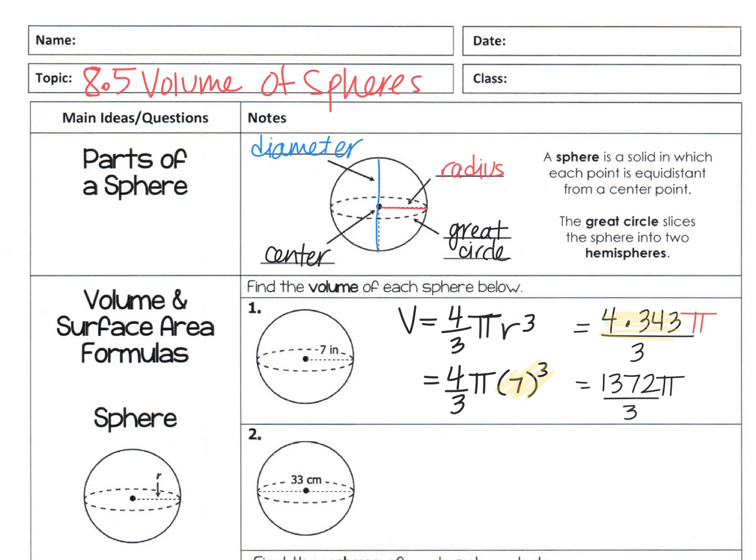What that means is that you're going to leave your answer in terms of pi like this. It's also a fraction. Why in the world do you want to do that? Because then you don't round. Fractions are your friend.